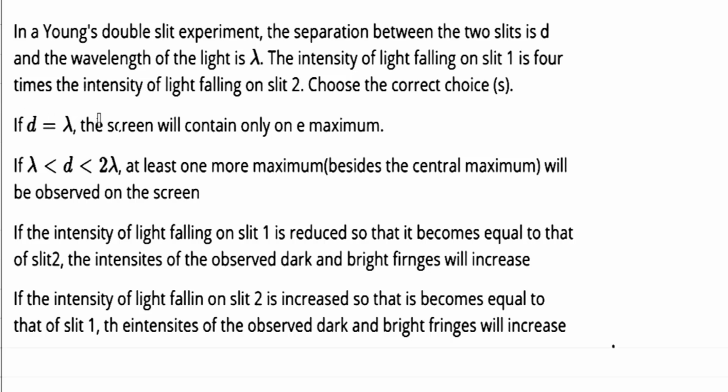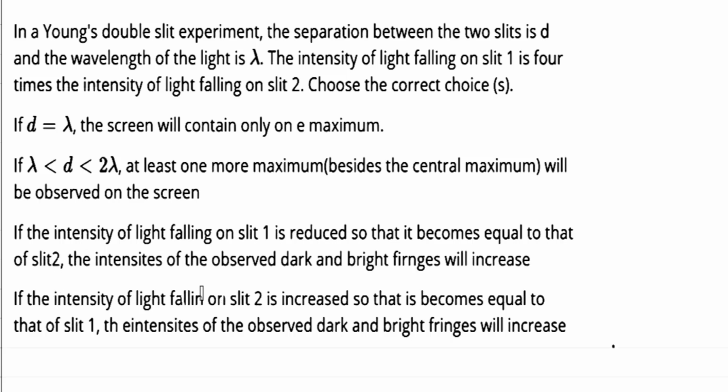If d is equal to lambda, the screen will contain only one maxima. If d is greater than lambda and less than 2 lambda, at least one or more maxima besides the central maxima will be observed on the screen. If the intensity of the light falling on the first slit is reduced so that it becomes equal to that of the second slit, the intensity of the observed dark and bright fringe will be increased.